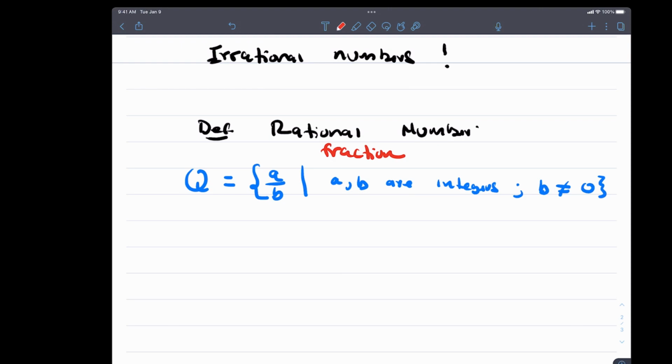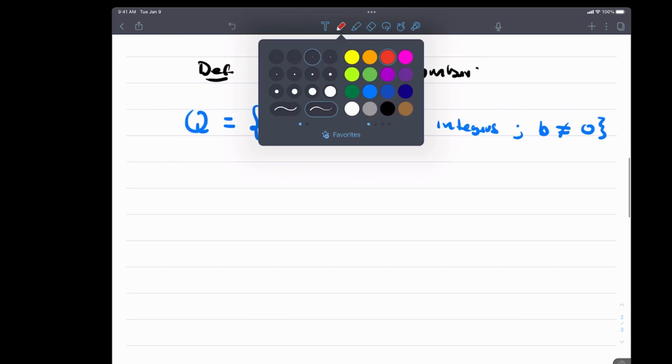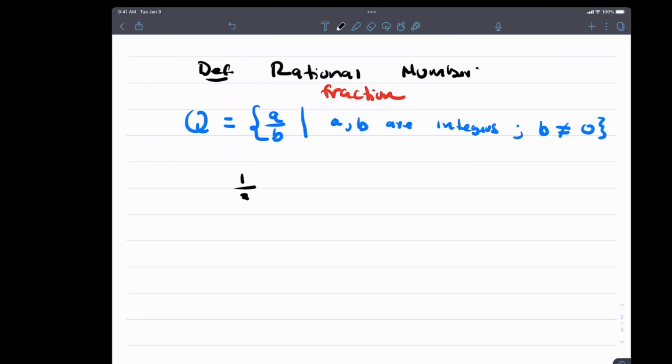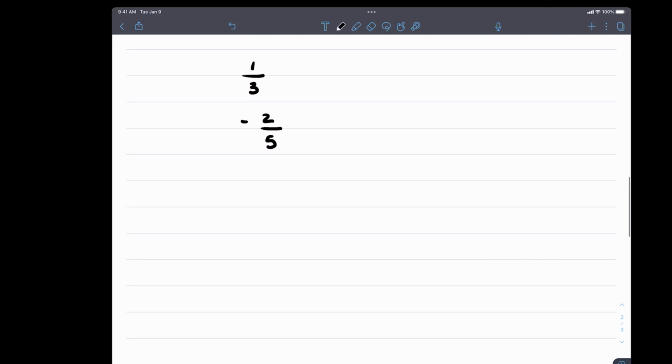Let me give you guys some examples. If I said to you 1 over 3, you know what that is? Rational. Thank you. Outstanding, ladies and gentlemen. And then if I said to you, what about negative 2 over 5? That's also a rational number. You guys okay with that? What about if I said to you 5 over 11? What is that? Rational. You guys okay with that?